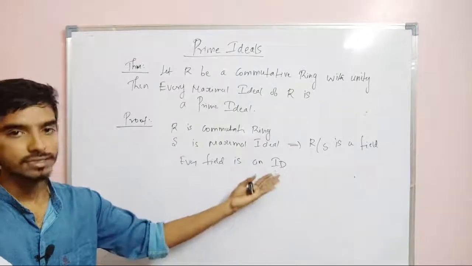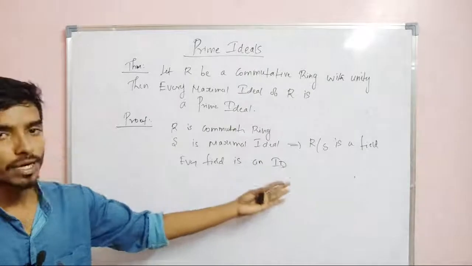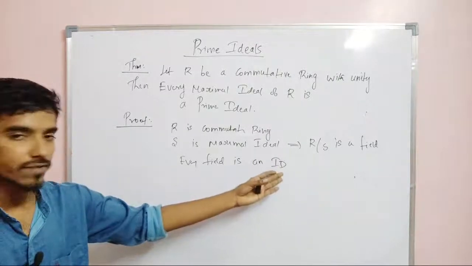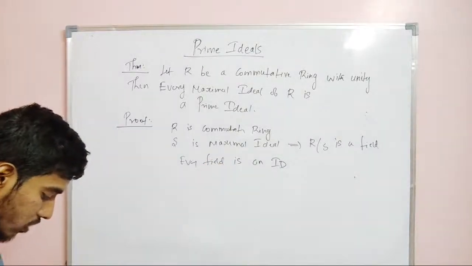For example, the integers form an infinite integral domain which is not a field. So every field is an integral domain, but every integral domain is not a field. Suppose the integral domain is finite, then it will be a field.